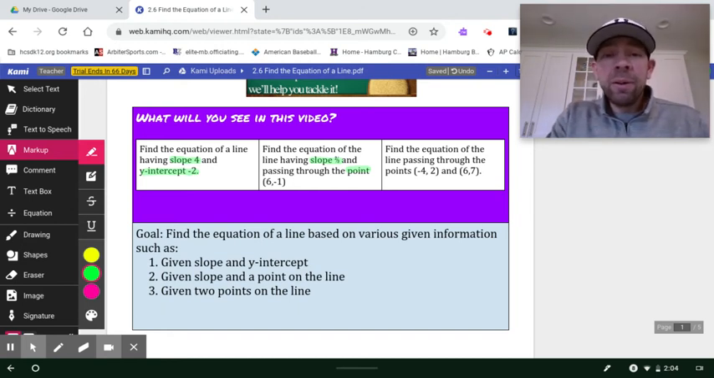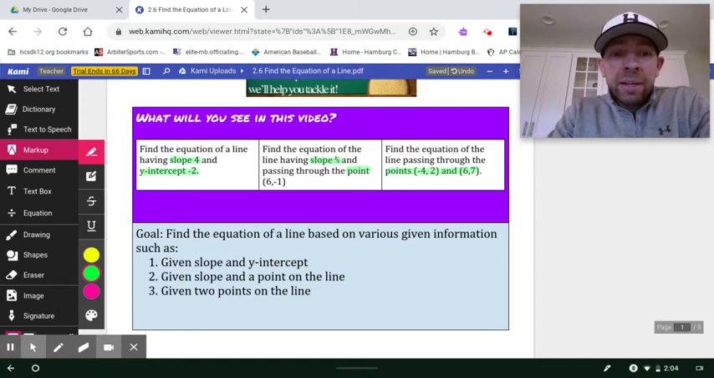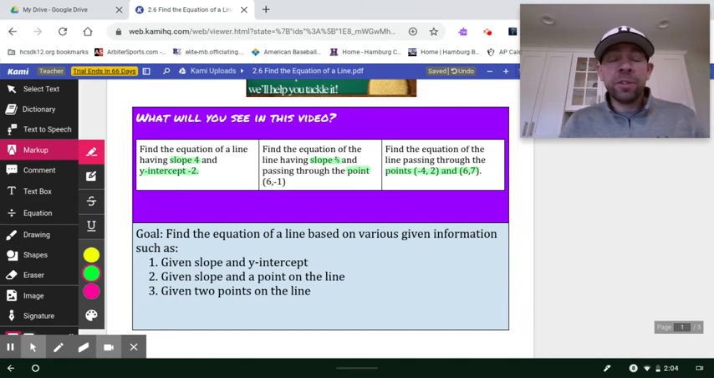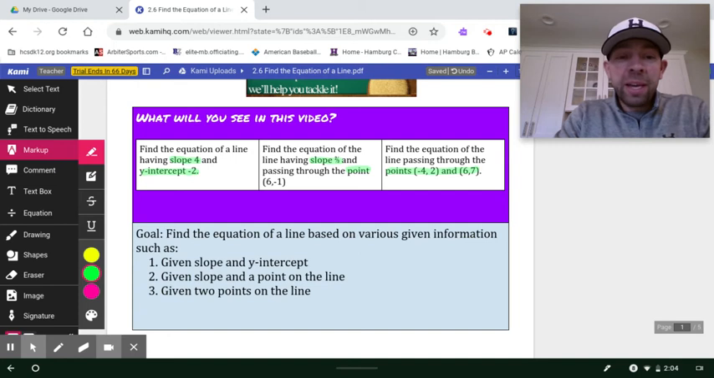And then ultimately what we want to get to today is to find the equation of a line passing through two given points. And that's where we're really going to get into some nice algebra and give you a couple different variations and options there. But really our goal today is to find the equation of a line based on various given information. As you saw in those three examples, they're going to kind of mix up what kind of characteristics they give us. And we're going to try to sift through that, sort it out in our heads, and come up with the best equation of a line.